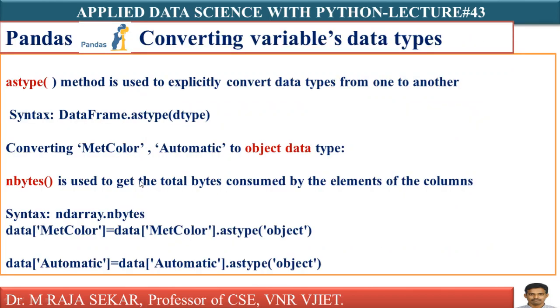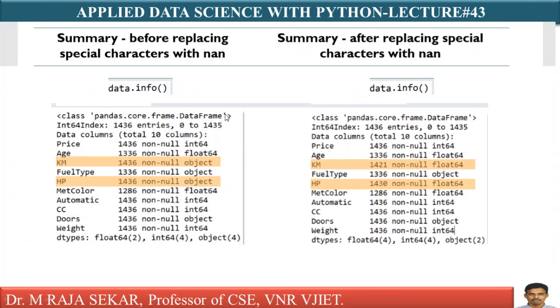Here, converting variables' data types. astype is a method used to explicitly convert a data type from one to another. What is the syntax? DataFrame dot astype. For example, there is a column named metallic color, and another column named automatic. How can I convert these? Just see, metallic color and automatic. Automatic is of int type, metallic color is of float type.